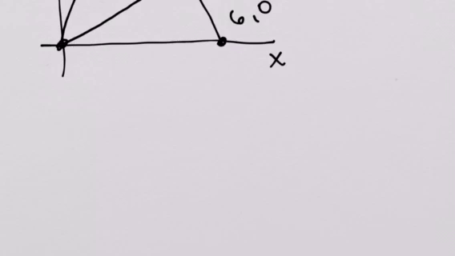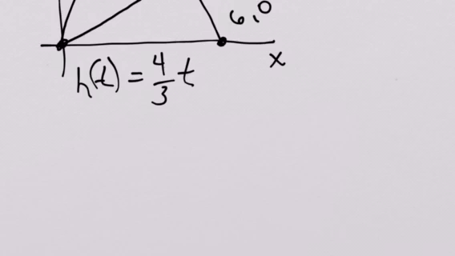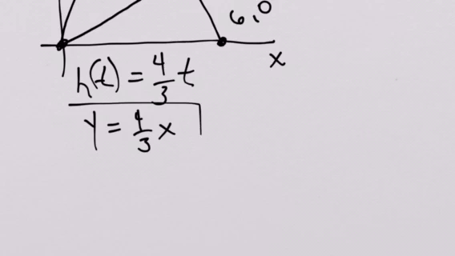Now, let's take a look at the fly. We are told that the fly is flying at h of t equals 4 over 3t. That is the exact same thing as saying y equals 4 over 3x. Let's pause again. Okay, so now we have our fly, and it is going to fly using this equation. We'll get back to that in a little while.